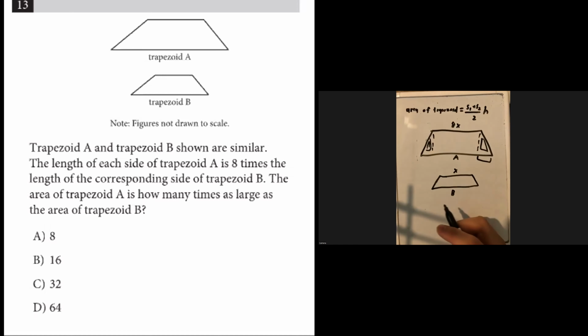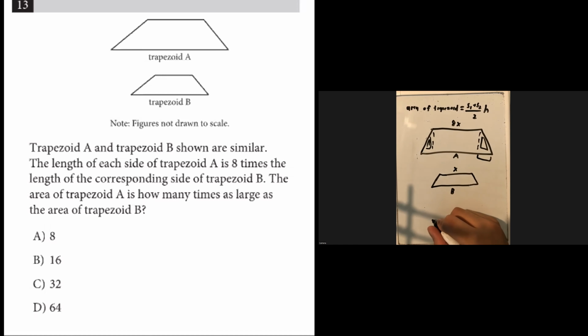So we can just do side length 1, which is just 8x, plus side length 2, which is also just 8x. If we're treating this as a triangular prism, where both of them would have the same length, divided by 2 times the height, which would also be 8 times. And so we would get 8 plus 8 is 16 over 2, which is just 8. So 8 times 8, which is just 64. So the answer choice here would be D, 64.